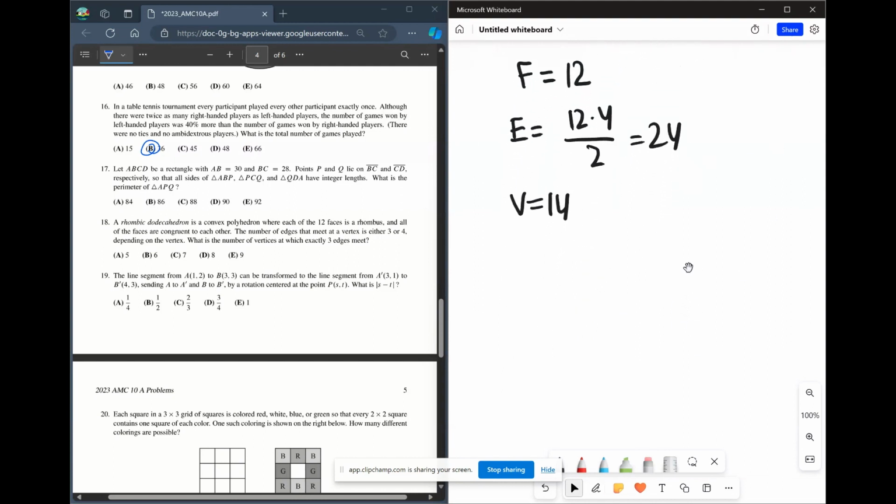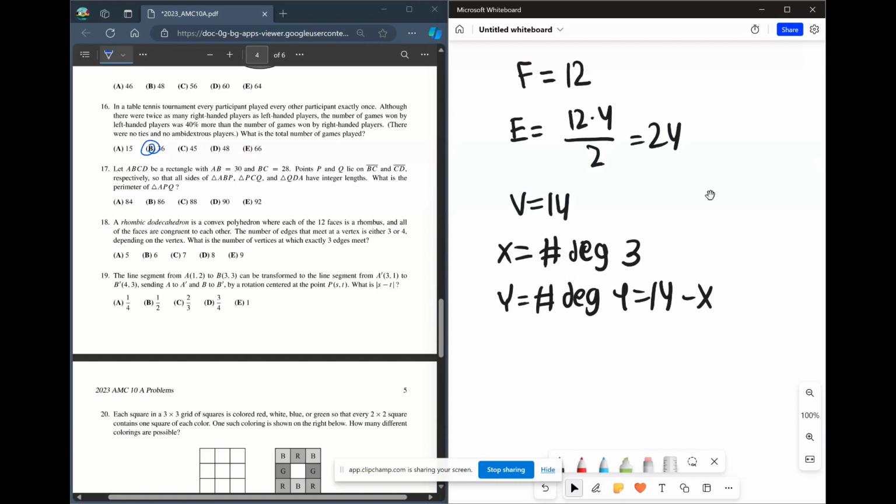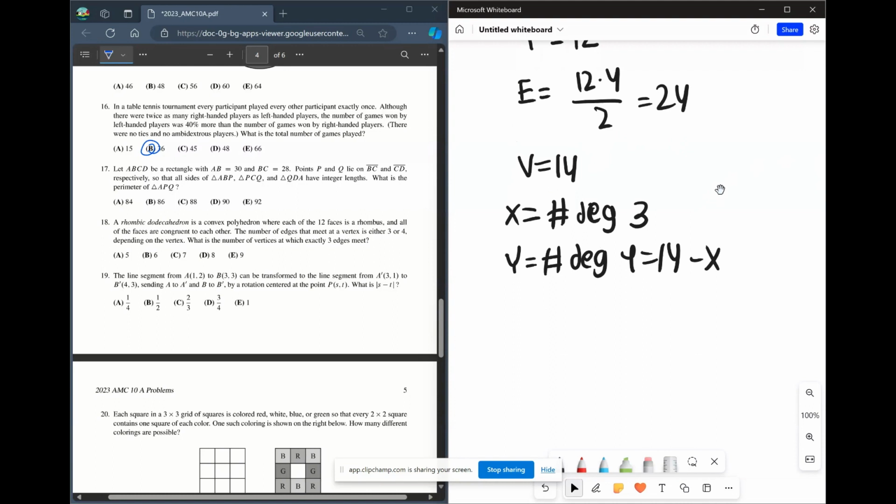All right, now let X be the number of vertices where exactly 3 edges meet, so I'll denote that as degree 3. Y is the number of degree 4, and that's equal to 14 minus X by the given information. And now the sum of all the degrees of all the vertices is just 2 times the number of edges, because each edge is counted twice, once for each of its endpoints.